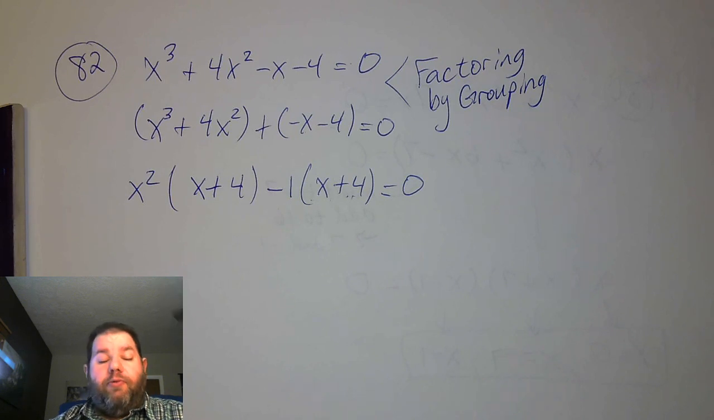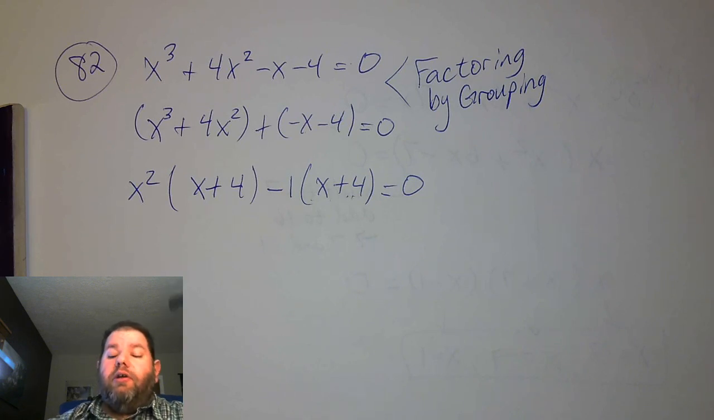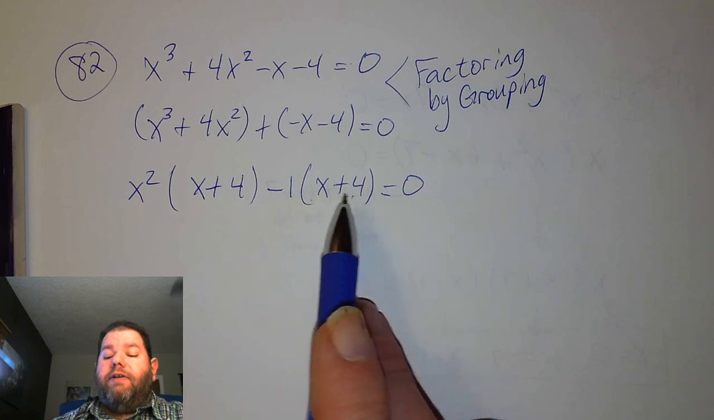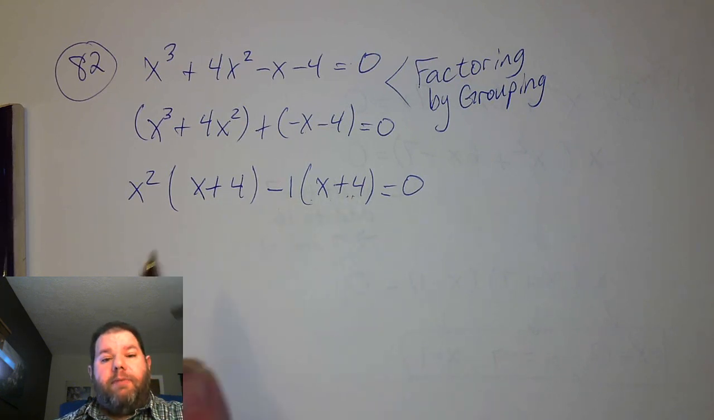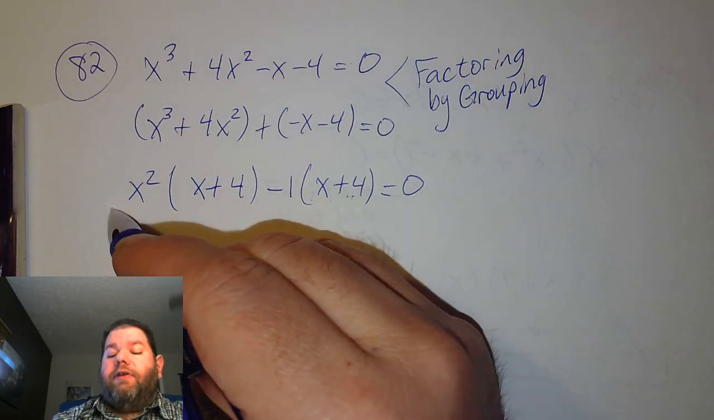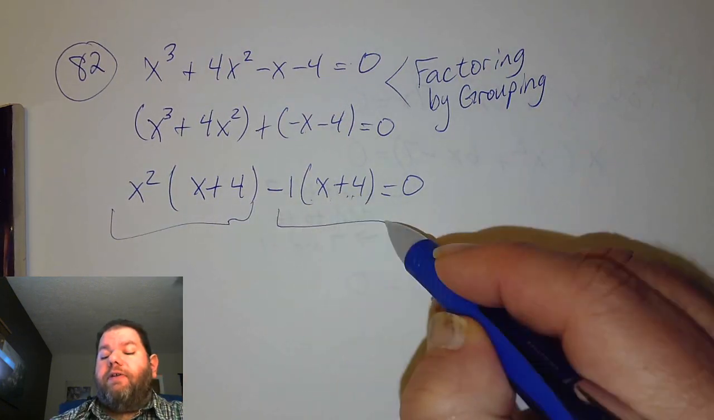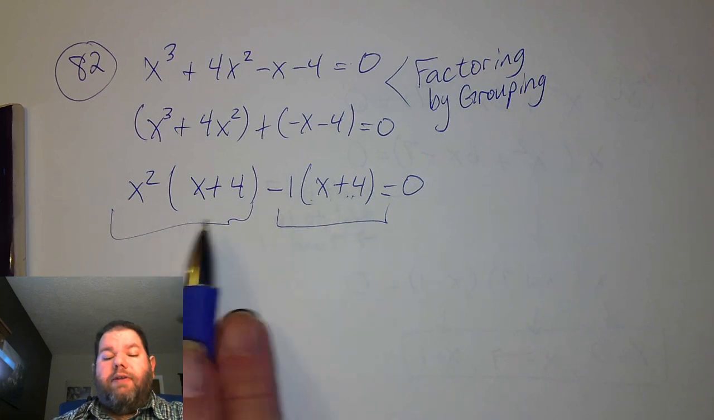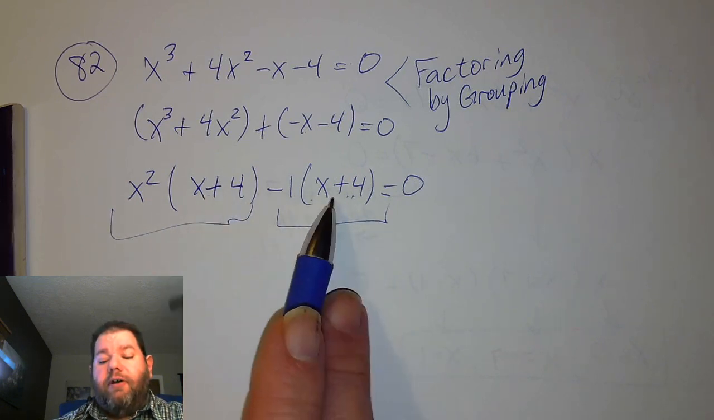So at this point, what you'll notice is that we factored out a term from each group, and what's left inside is an identical factor. Both of them have x plus 4 left over. And this is key to the factoring by grouping process. As long as this has the same identical term left in parentheses, we can factor further to the next step. Because if we think of this as one object, and we think of this as a second object, both of these have an x plus 4 in parentheses in common.